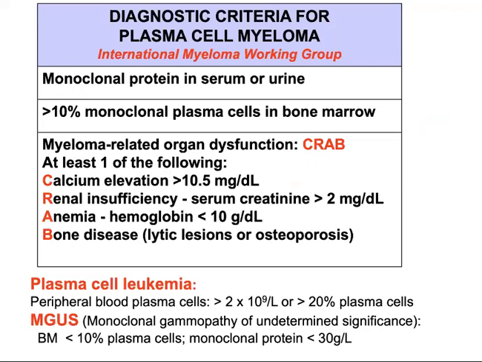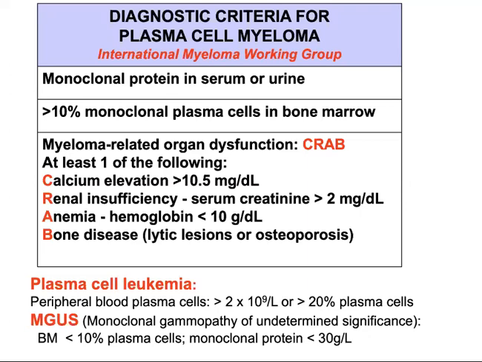The patient must have monoclonal proteins in the serum or the urine. So whether you do serum electrophoresis or urine immunofixation, you have to find the monoclonal proteins in the urine or the serum, all right? Also, more than 10% monoclonal plasma cells in the bone marrow, and at least one of the myeloma-related organ dysfunction features, also known as CRAB.